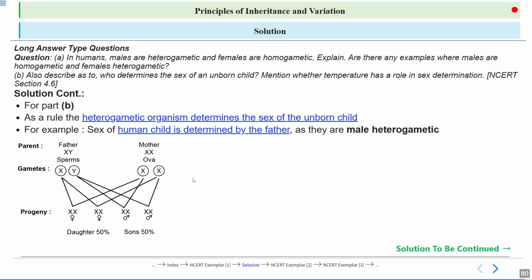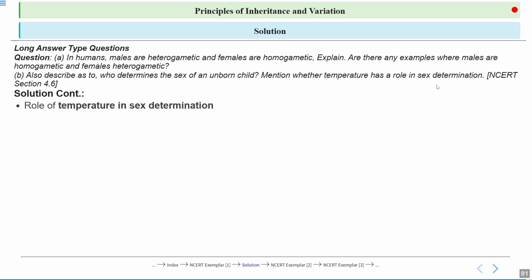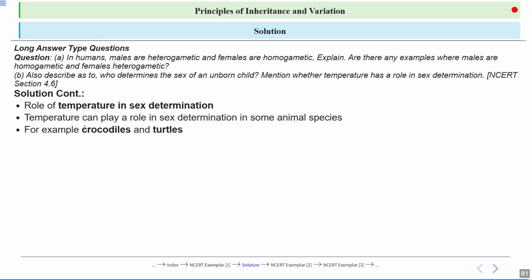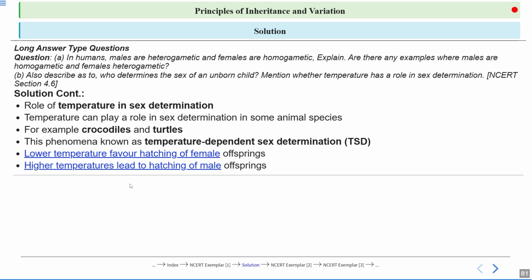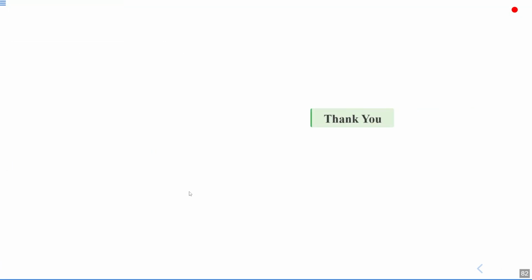Okay. Now as for the next part, the role of temperature in sex determination. Temperature can also play a role in sex determination in some animals, for example, crocodiles and turtles. This phenomenon is known as temperature dependent sex determination. Here the low temperature favors hatching of the female eggs, and high temperature leads to hatching of the male offspring. So at high temperature, males are formed. At lower temperature, females are formed.